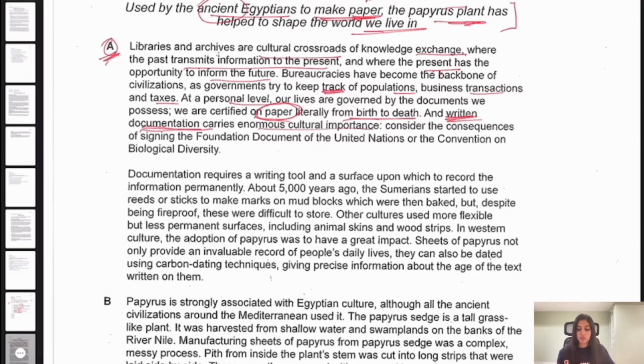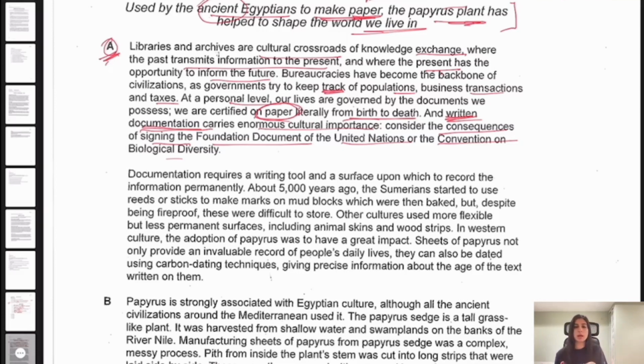Carries enormous cultural importance. Consider the consequences of signing the foundation document of the UN or the Convention on Biological Diversity. So, after reading each paragraph, you have to ask yourself, what is this paragraph telling me? What is this paragraph trying to convey? ये paragraph मुझसे कहना क्या चाहता है? This is what you have to do, and then you have to come up with a one sentence summary. Okay, summarize the paragraph in one sentence.